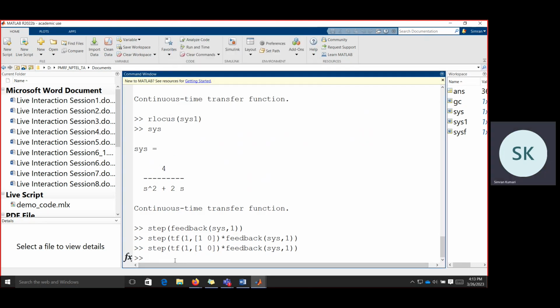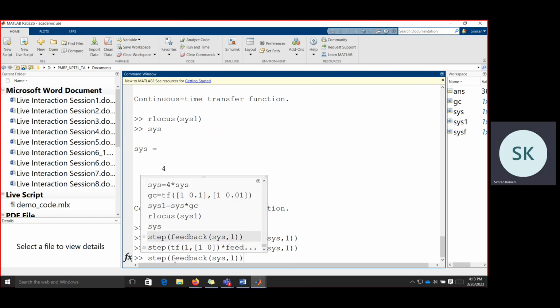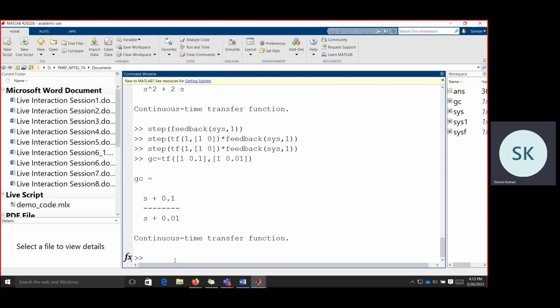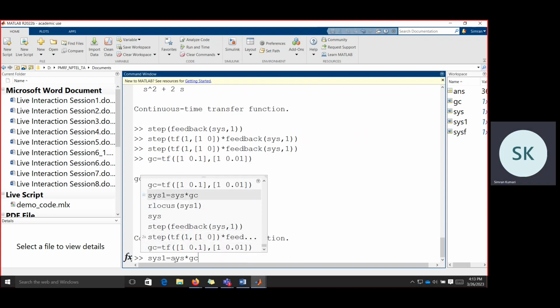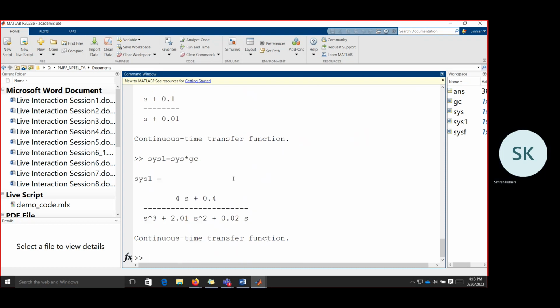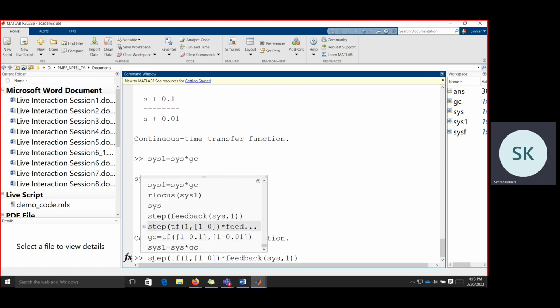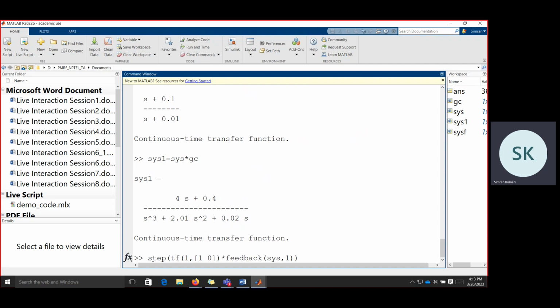Now, if we try to find the response for the compensated system, we have this GC equal to this one. Run it again, this is GC for the lag compensator, and we have this new system which is GC into this, so this is one. And then we have to find the step response with this one.